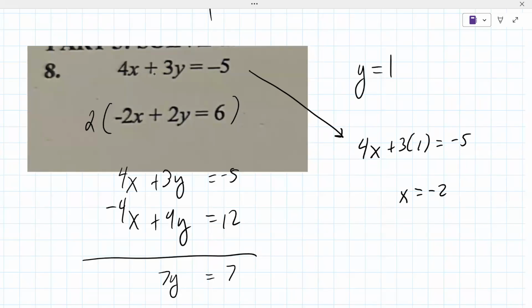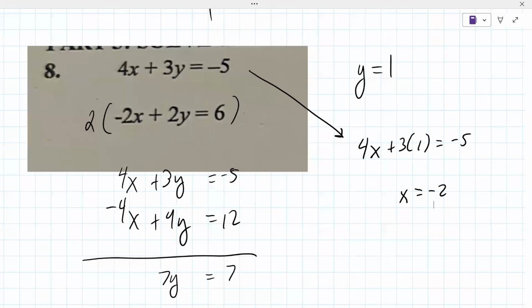Okay. So try that in the second equation and see if it works. See if when you put -2 in for X and 1 in for Y, you get the right answer. Yes, it gives you the right answer. Very good.